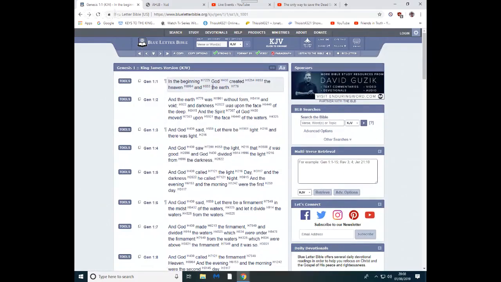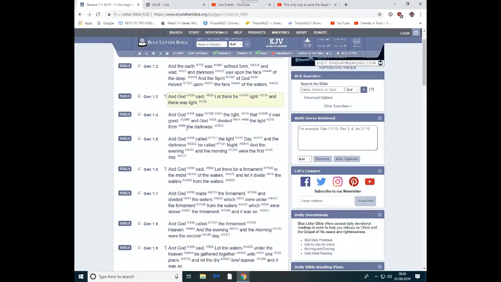In the beginning, God, or the Most High. You slip up sometimes reading these things. In the beginning, the Most High created the heavens, ShaMYYM, and the earth was without form and void, and darkness was upon the face of the deep. And the Spirit of the Most High moved upon the face of the waters. So those two verses are all about the waters at the beginning.